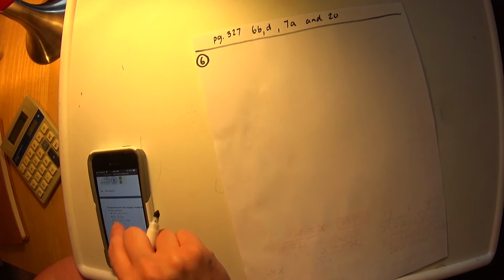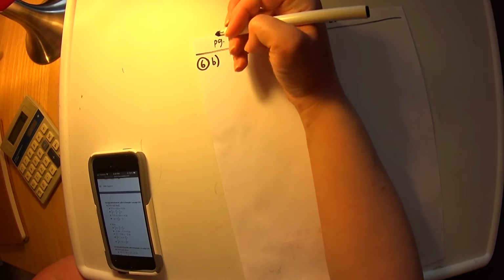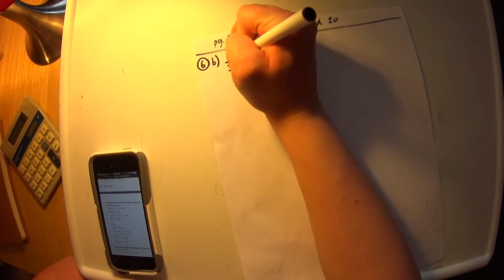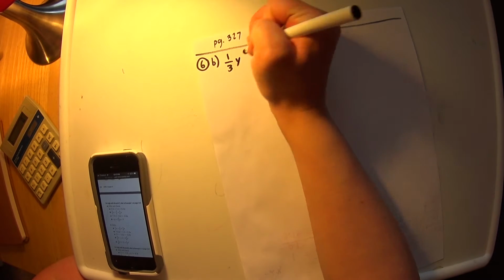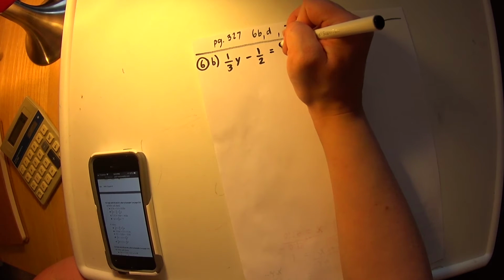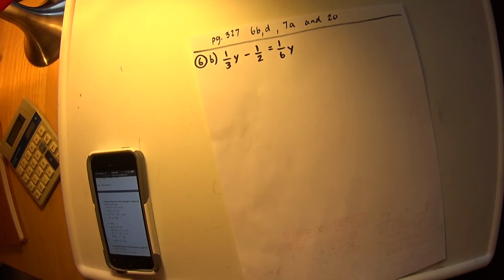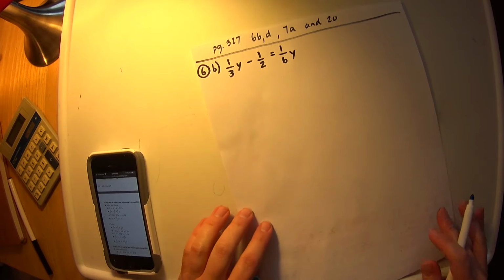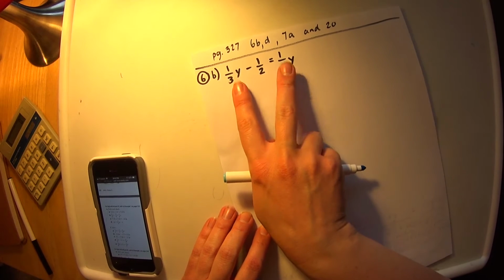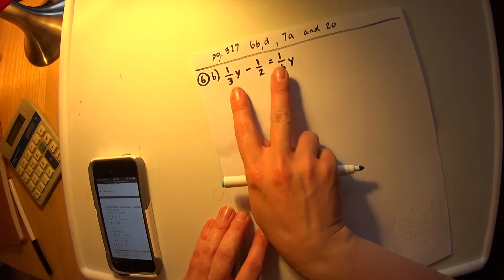These were the equations with variables on both sides and fractions. Starting with 6b, we had 1 over 3y minus 1 over 2 equals 1 over 6y. The first thing you always want to do when you have variables on both sides is begin by bringing your two variable terms together using addition or subtraction.